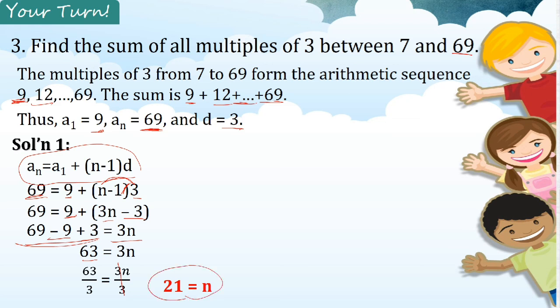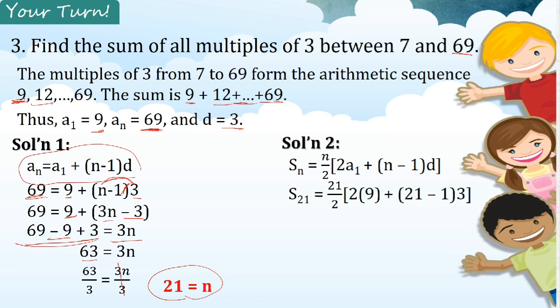So, next is to solve for the sum since we already have the value of n. In this case, again, the second formula can be used since we have the last term, first term, and a sub n. Okay? But in this example, we use the first formula. Substitute n, that's 21. And then our first term is 9. n is 21 minus 1. Our common difference is 3.